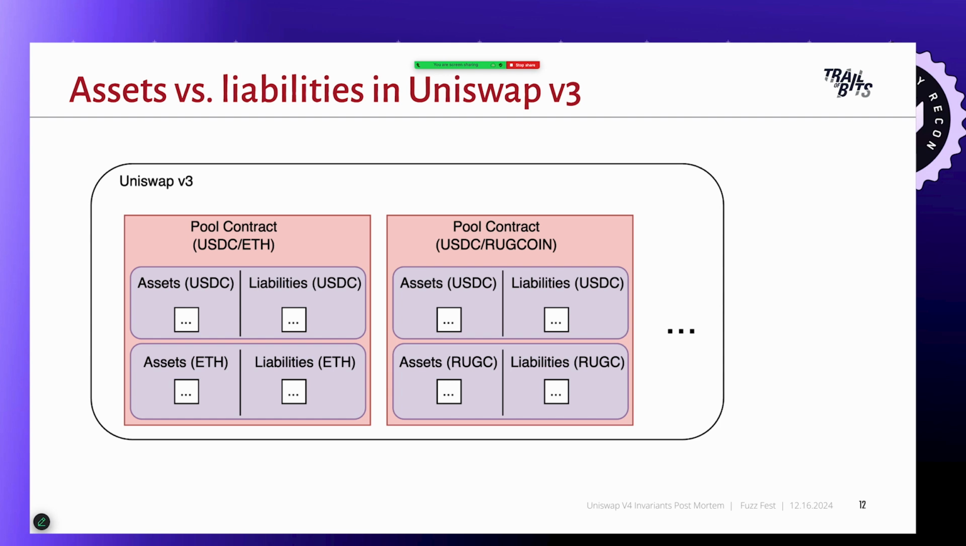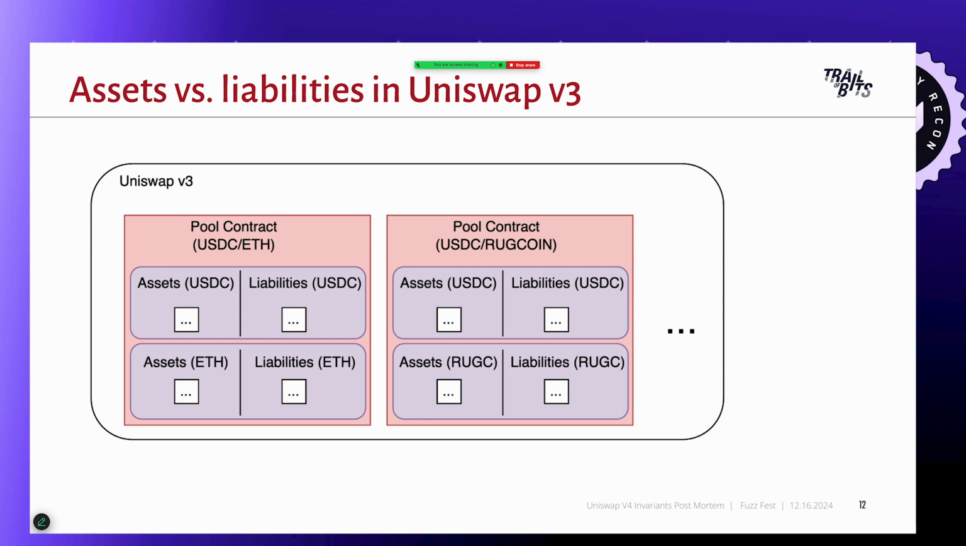In Uniswap v3, you get a pool contract deployed for every single pair and every single fee tier in the pair. So we have two pools here. We have a USDC ETH pool and a USDC rug coin pool. And each of these pools is going to have two balance sheets. The first one has the assets and liabilities for USDC and the assets and liabilities for ETH, and the other one has the same thing.